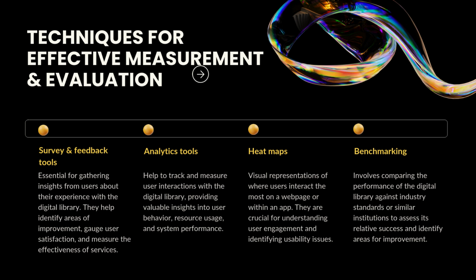The third technique is heat maps. Heat maps are visual representations that show where users interact the most on a web page or within an application. For example, if many users click repeatedly on the same area of a page, this may indicate high interest or possible confusion. Heat maps help identify usability issues that may not be obvious from numerical data alone.